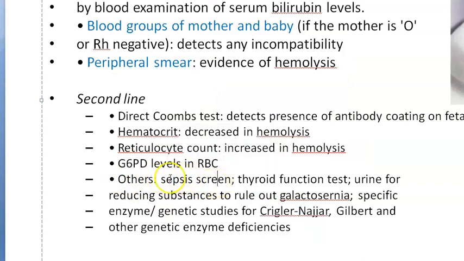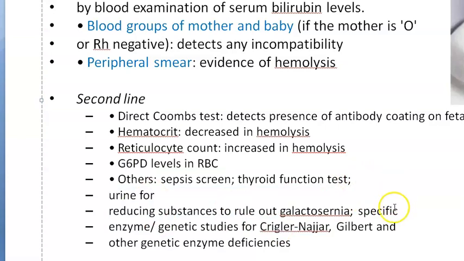Then you'll check for some infection, sepsis screening, and thyroid function test, because in hypothyroidism there can be prolonged jaundice. Very important to remember. In G6PD deficiency also, prolonged jaundice. Urine, you have to check for what? For galactosemia. I think this should be galactosemia, right? Galactosemia.